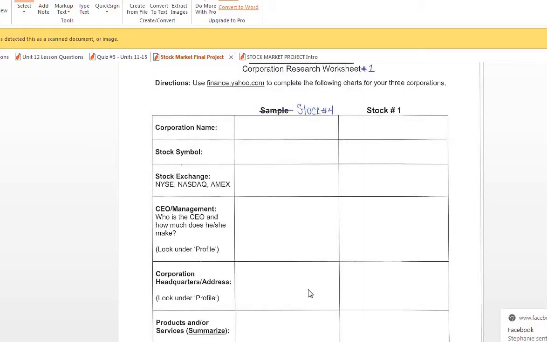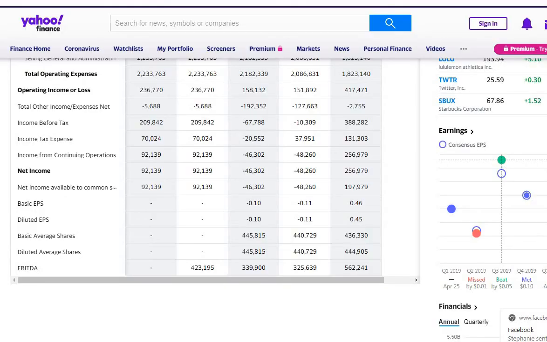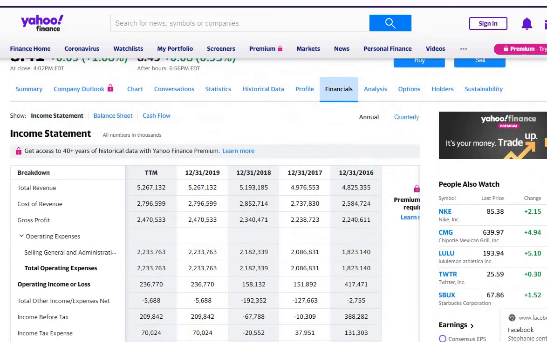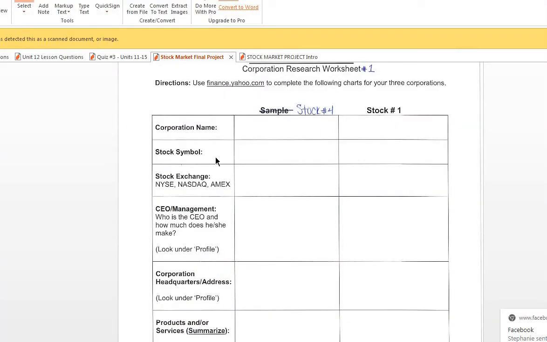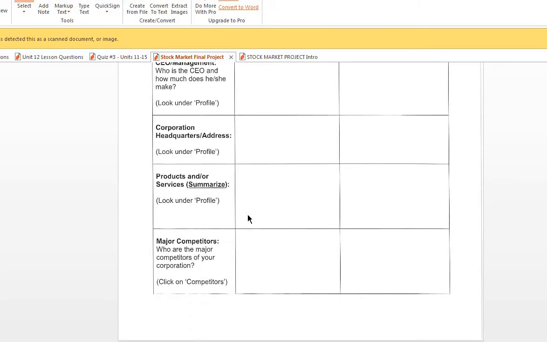Stock symbol was UA, and corporation name was Under Armour. Stock exchange was New York Stock Exchange. CEO was on that informational page I just showed you, along with their address. You summarize what this company does, especially if you're choosing a random one. You'll want to know what that was.